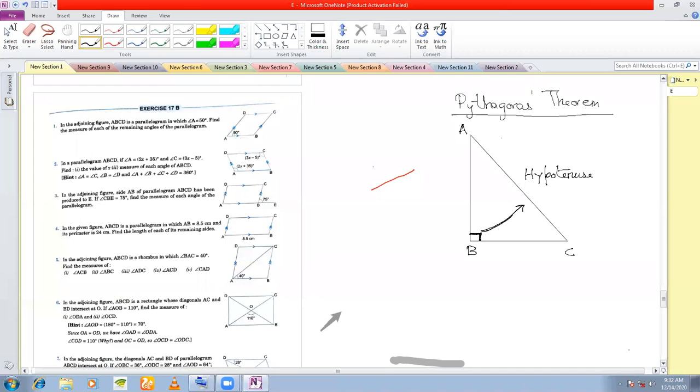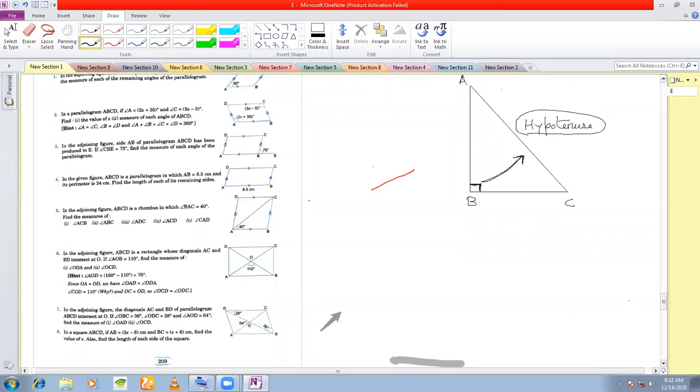You have a 90-degree angle here, and opposite to this 90-degree angle, you have a side AC. This side, therefore, is called the hypotenuse. Remember, any side that is opposite to the 90-degree angle is called the hypotenuse. So, hypotenuse is the side opposite to the right angle, is called hypotenuse.